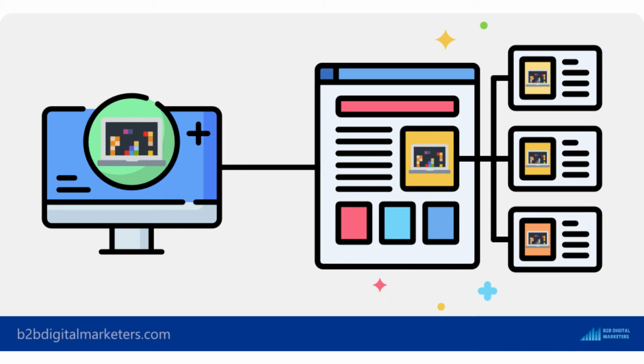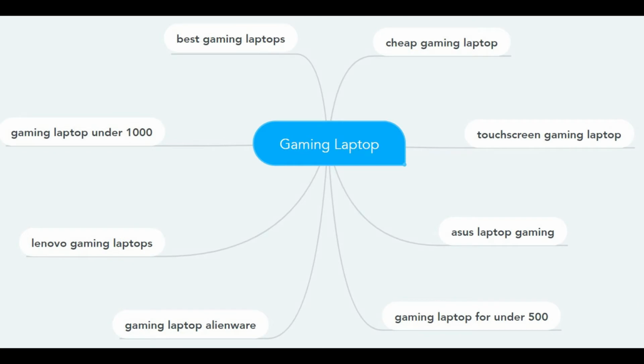Let me explain. Let's say you are a specialized shop for gaming laptops. Gaming laptops is one of your main topics because that's your main product, and service if you provide services for gaming laptops. Let's say you sell gaming laptops and also provide services for gaming laptops as well. Based on this, you will do keyword research to find all the relevant keywords for gaming laptops, such as best gaming laptops, cheap gaming laptops, or touchscreen gaming laptop.